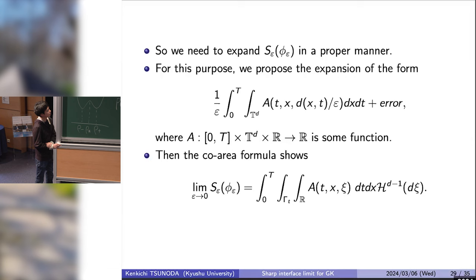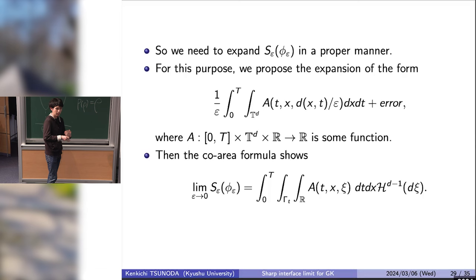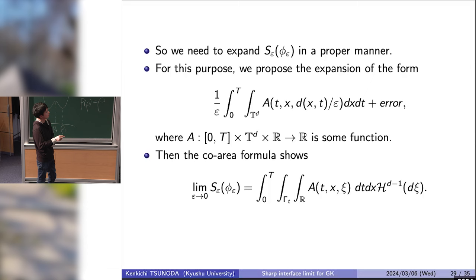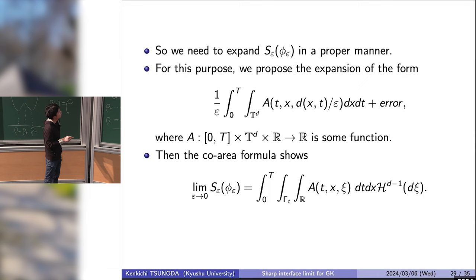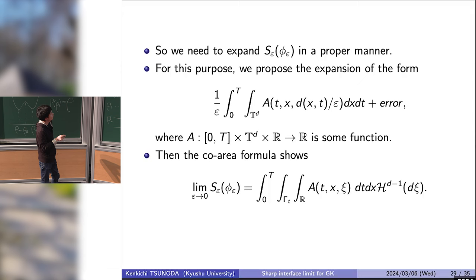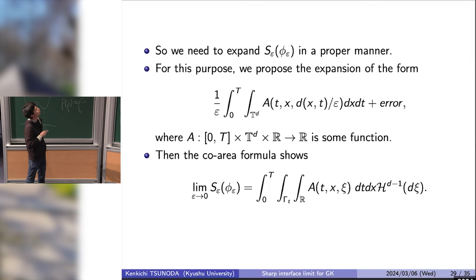Then the so-called co-area formula, which is a variant of Fubini's theorem, lets us disintegrate this integral like this. So it can be split like this. Gamma t is a point in the surface, and this integral represents the signed distance from gamma t. So we disintegrate the integral like this. This is the so-called co-area formula. And if we have a nice spatial decay of this function, we can show that this converges to this integral. This is the first ingredient.